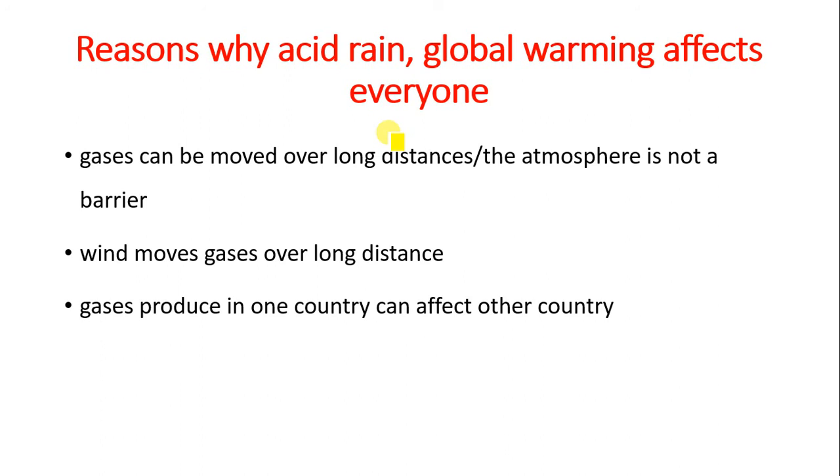Now, reasons why global warming and acid rain affect everyone. It is not just an issue that affects a small amount of the population, but it affects the whole world. Why? First, gases can be moved over long distances. The atmosphere is not a barrier, so gases can move over long distances. Wind moves gases over long distances, so gas produced in one country can affect another country. So that's it about the atmosphere.